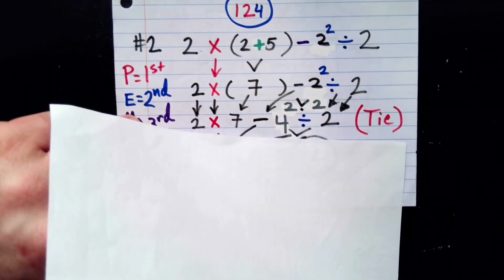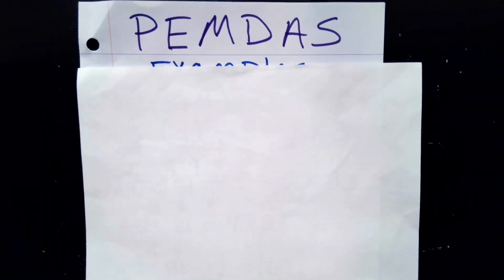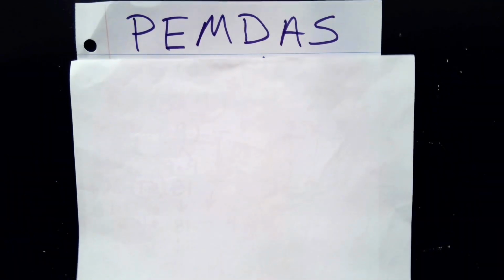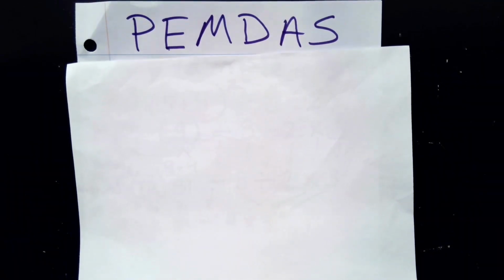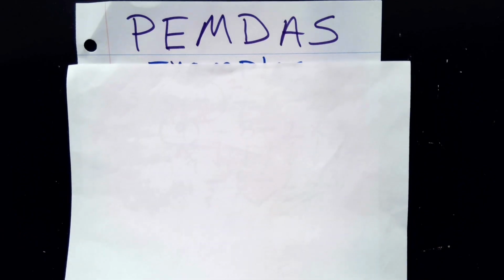I got another set of problems I've done for you. Let's go ahead and take a look at those. Again, PEMDAS, order of operations. Please excuse my dear Aunt Sally. Parentheses are first, then exponents, then multiply, divide, then add and subtract.